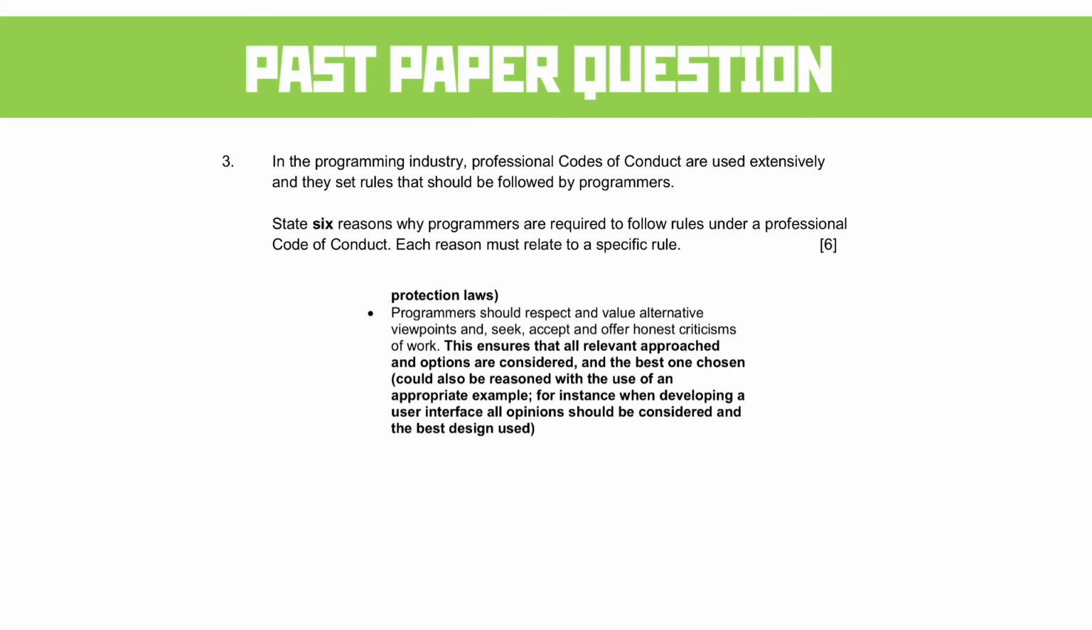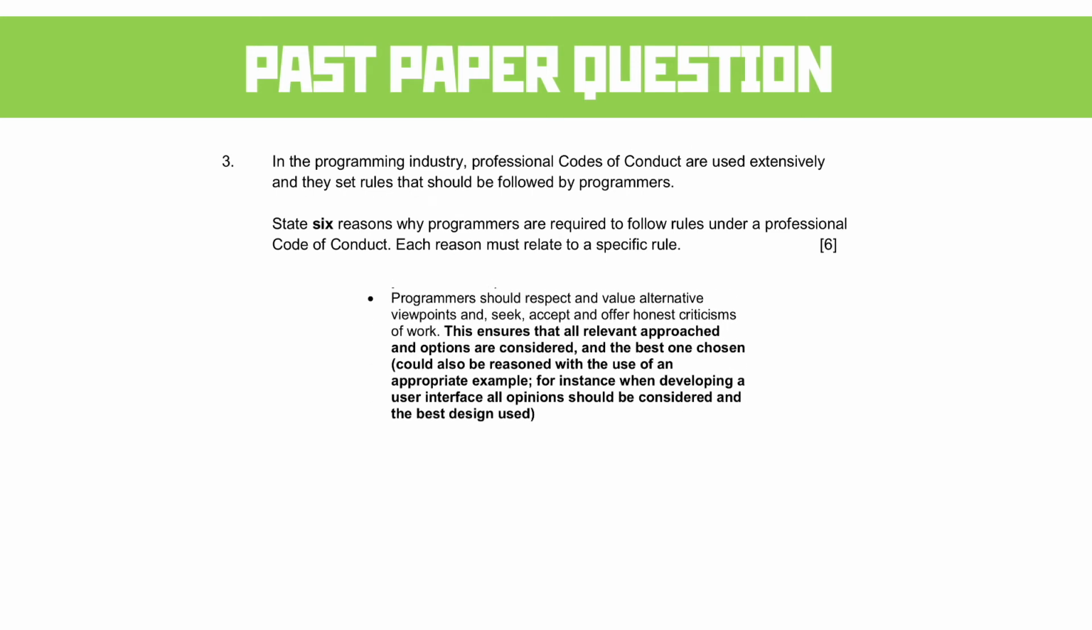Programmers should respect and value alternative viewpoints and ask for and accept honest criticisms. And that makes sure that what you're doing is the most relevant approach and the one chosen is always the best. Now, great examples of this are often from user interfaces. Showing people user interface designs and taking the criticism and improving from that leads to better user interfaces. It's very easy to get stuck in your own mental models when you're developing software, and therefore somebody else saying, well, why didn't you do it like this? Or, well, I didn't really understand how that worked, is useful because it means that you're looking at other mental models in order to make your software better.